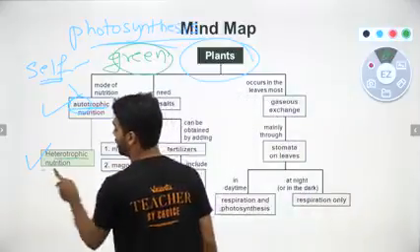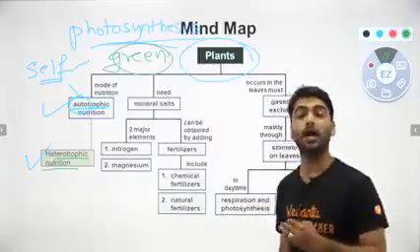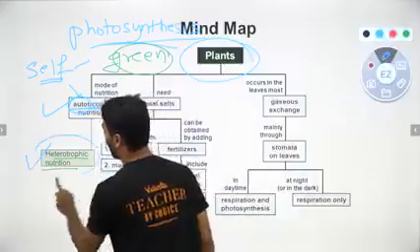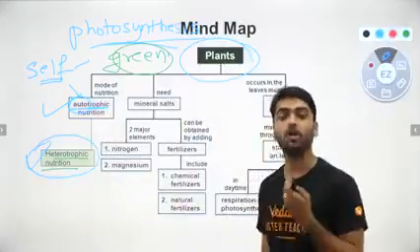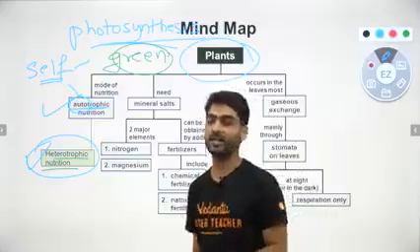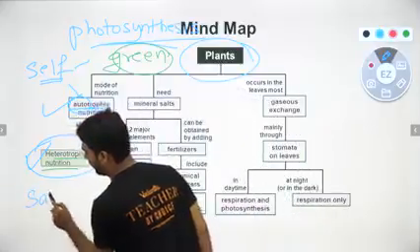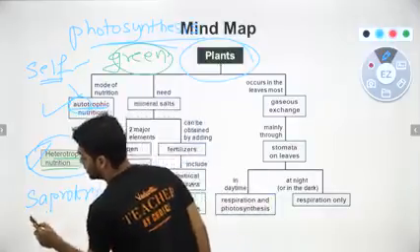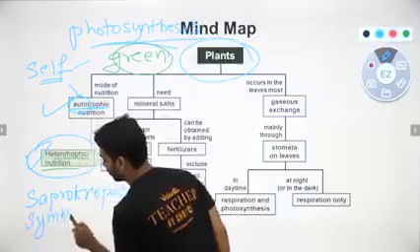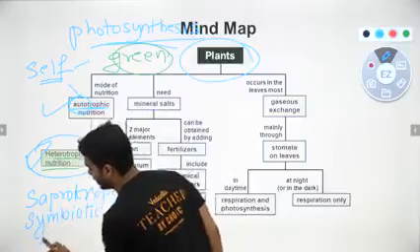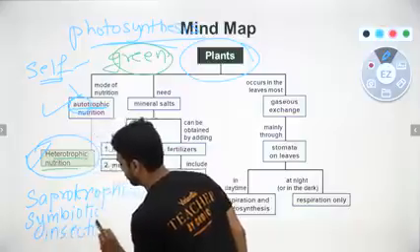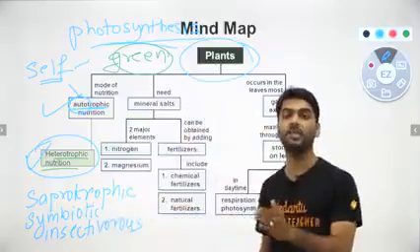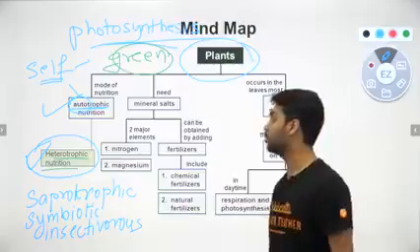Heterotrophic mode of nutrition is where the plants depend on other organisms for food. In this, we have got different categories like the saprotrophic, the symbiotic, and insectivorous plants. We will be dealing with each and every category along with examples in the further slides. So please stay tuned with this video.